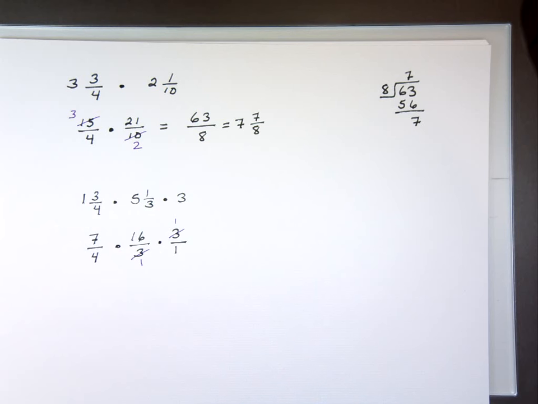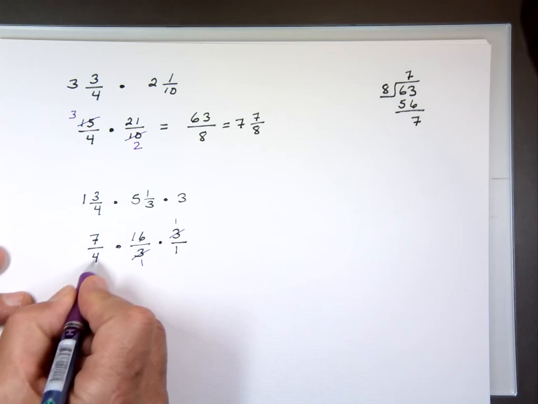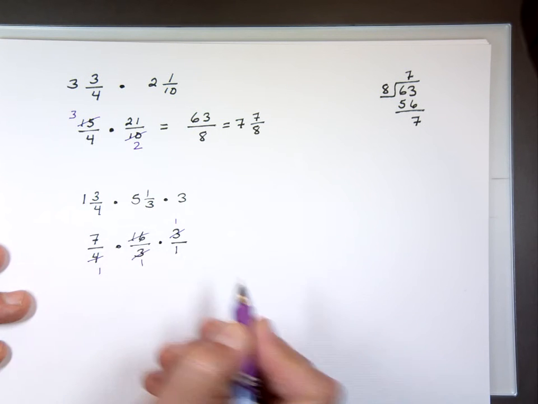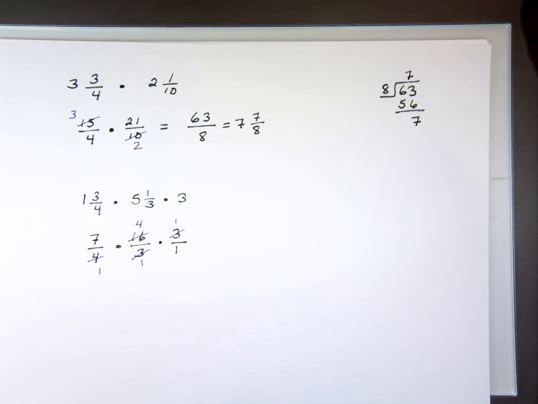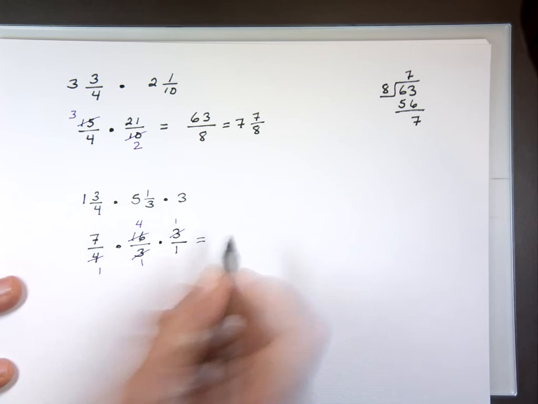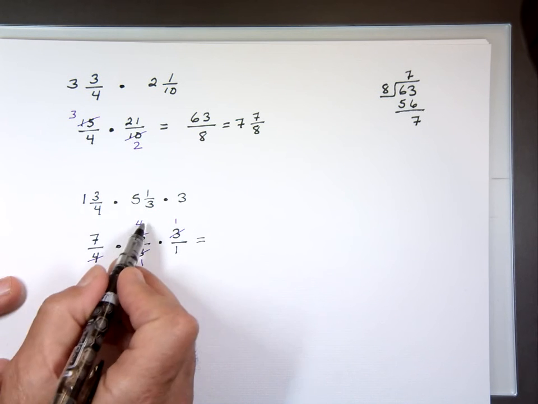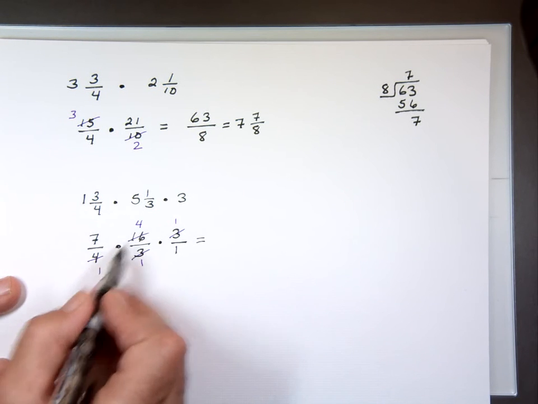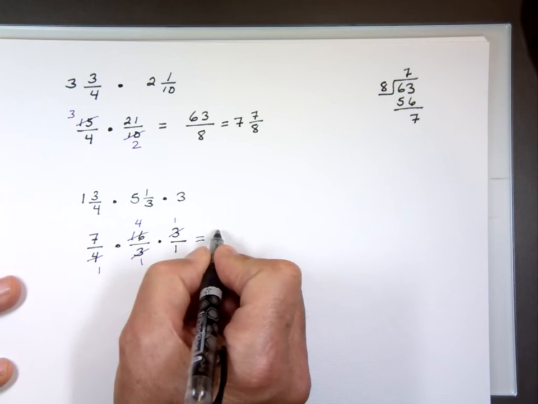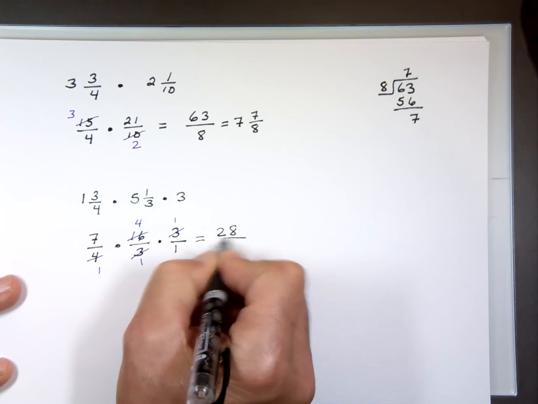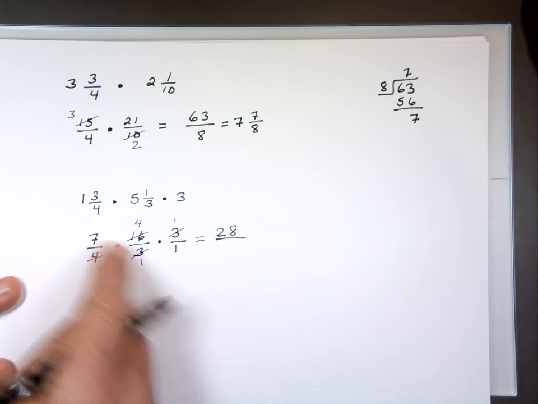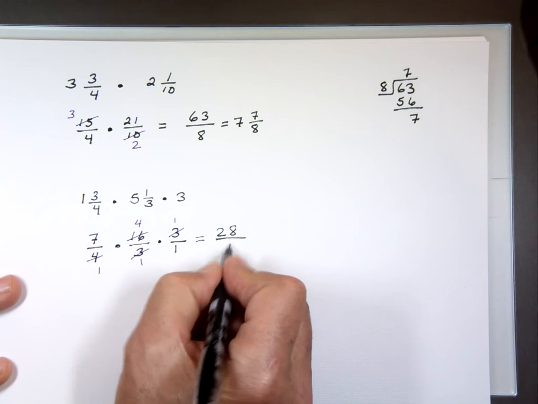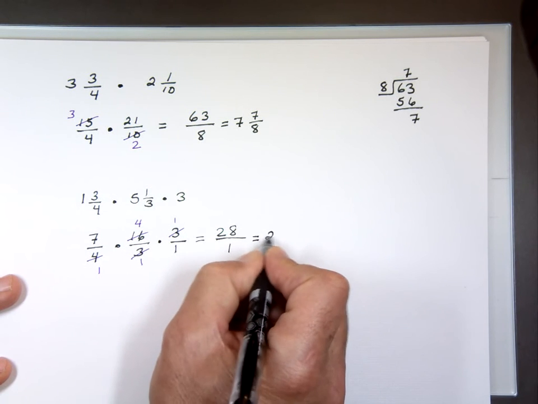What else? I see the 4 and the 16. By 4 this is 1, by 4 this is what? 4. 7 times 4 times 1. What's 7 times 4? Times 1? 28 over 1 times 1 times 1, which is 1, and that's 28.